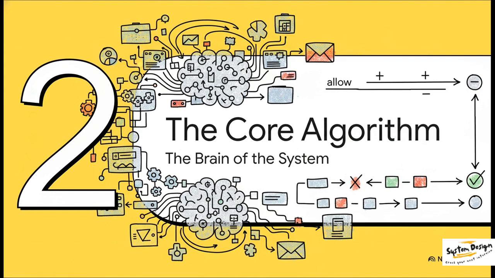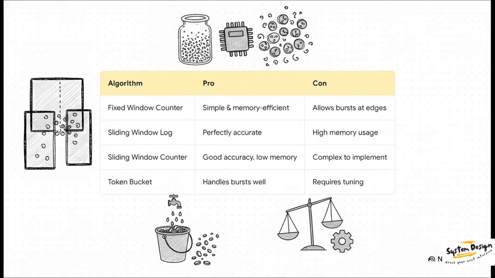All right, our blueprint is taking shape. Now we get to the really interesting part, building the brain of the system. We need to pick an algorithm that's actually going to make the call on every single request, allow or deny. And this is where it gets really interesting, because there's no single best algorithm here. It's all about trade-offs. You look at something like the fixed window counter, it's super simple and doesn't use much memory, but it has this weird quirk where you can get a burst of double the requests right at the edge of the time window.